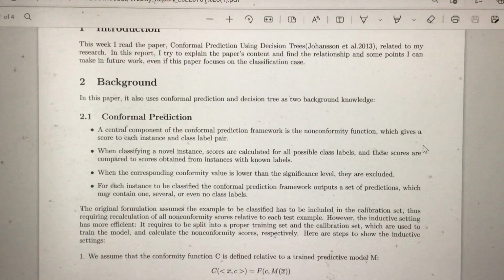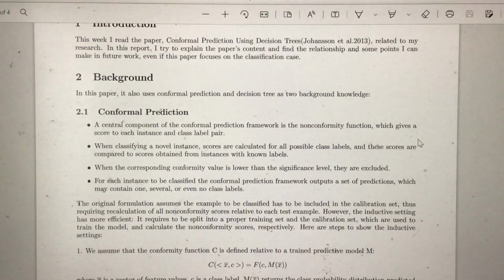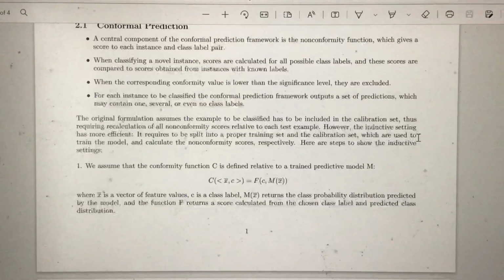First, we assume the conformity function C. This is defined relative to a trained predictive model M. It is written like C(x̄, c) equals f(c, M(x̄)). The x̄ is the vector of feature values, and c is the class label. M(x̄) returns the class probability distribution predicted by the model. And the function f returns the score calculated from the chosen class label and the predicted class distribution.